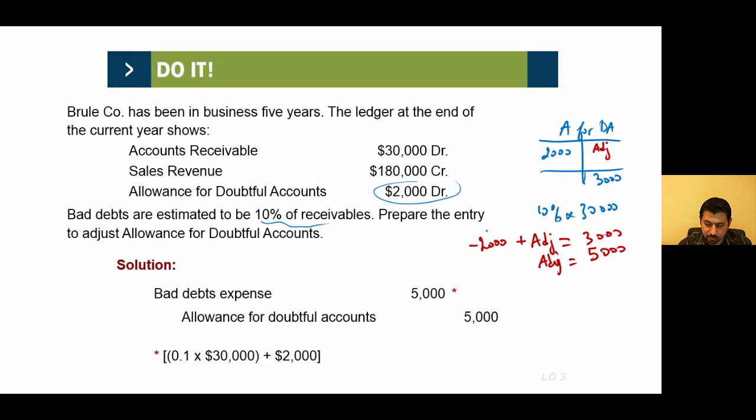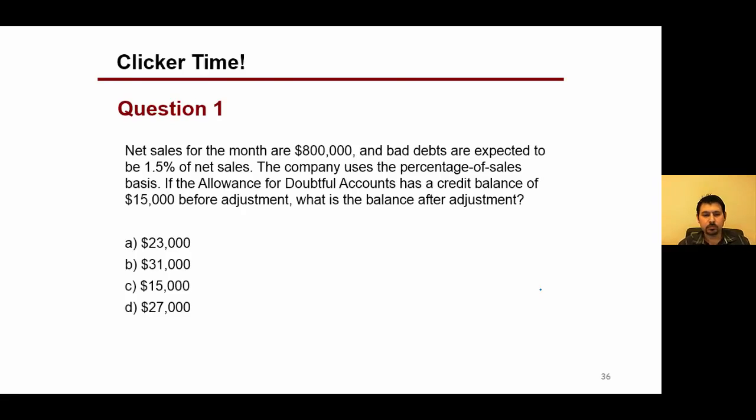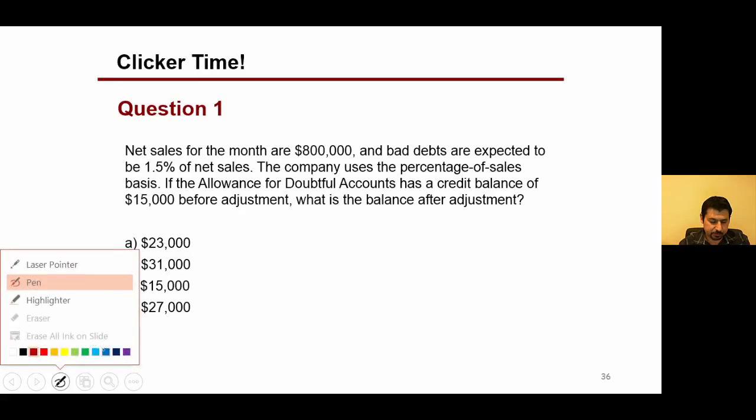Here we said minus 2,000 because the beginning balance was a debit balance of 2,000, and allowance for doubtful accounts has a normal credit balance. So this is an example of a question that might be asked on the exam.